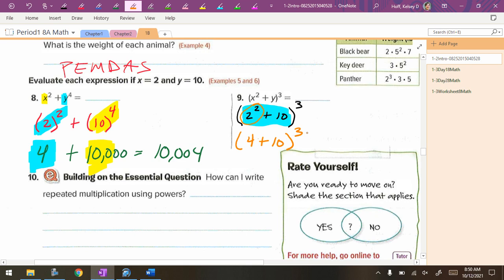So first we have parentheses, and we looked inside the parentheses, and Jack said inside those parentheses we need to take care of exponents. Now, we're not done with our parentheses yet. We're going to stay in there. What's the only thing we have left to do inside our parentheses? No, inside the parentheses, we need to add. 4 plus 10 is 14.